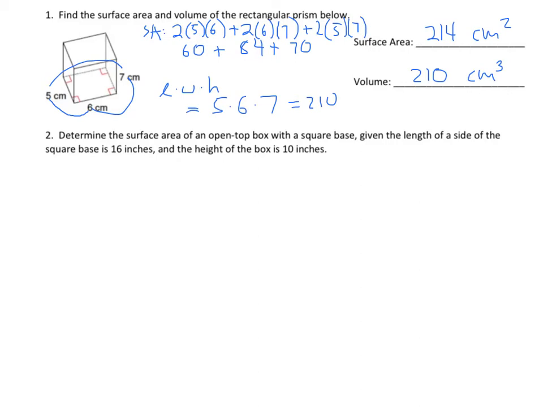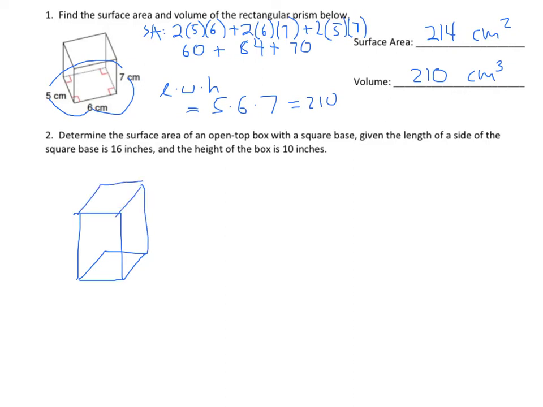In the next example, we have to find the surface area of an open top box with a square base, given the length of a side of the square base is 16 inches and the height of the box is 10 inches. It's always good to draw a diagram if you can. We want the base to be a square. To draw this in 3 dimensions, I draw sort of a rhombus to represent my square, and then I make a rectangle in the front.